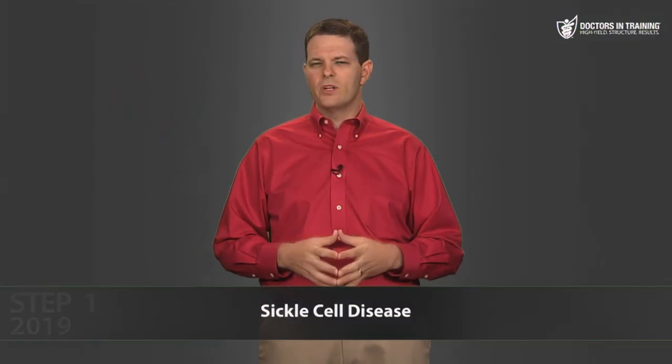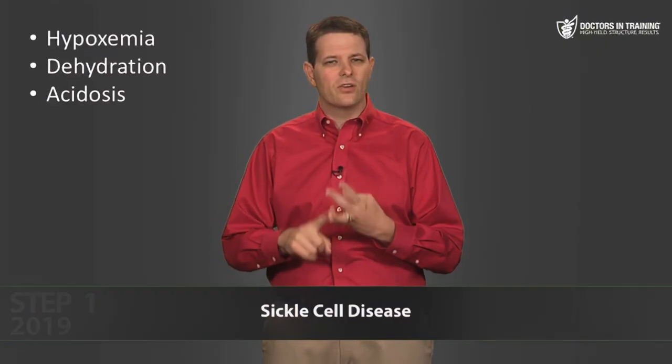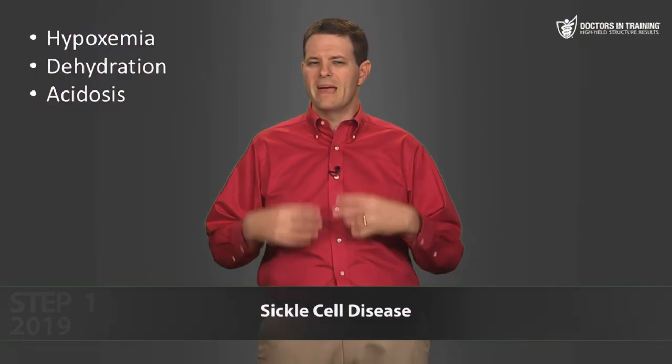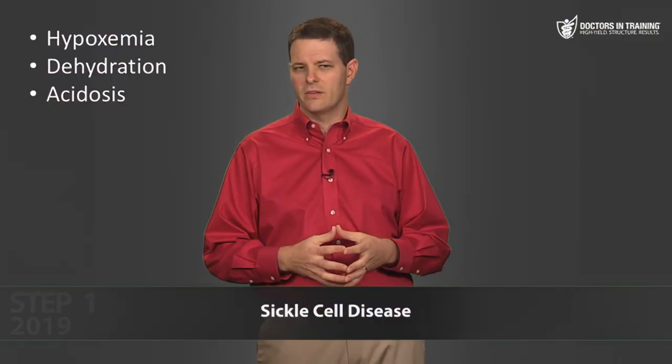So when does this happen? What triggers sickling? Hypoxemia, dehydration, and acidosis are all important causes of sickle crisis. It's very important to maintain adequate hydration, especially during illness, to prevent sickling from taking place.